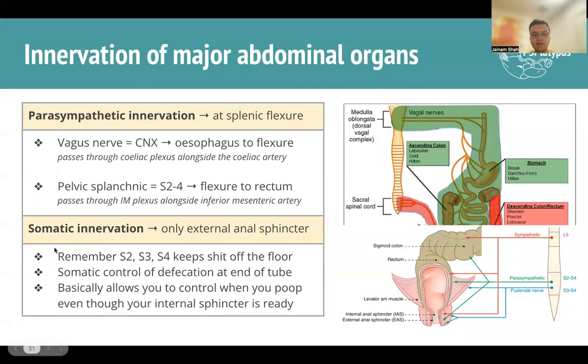And then finally, somatic innervation, the only real place you need that is going to be with the external anal sphincter, because that's the only one you need control for. An easy way to remember the nerve roots is S2, S3, S4, keeps shit off the floor. And then it allows for somatic control of defecation when all of that food gets down to the bottom.